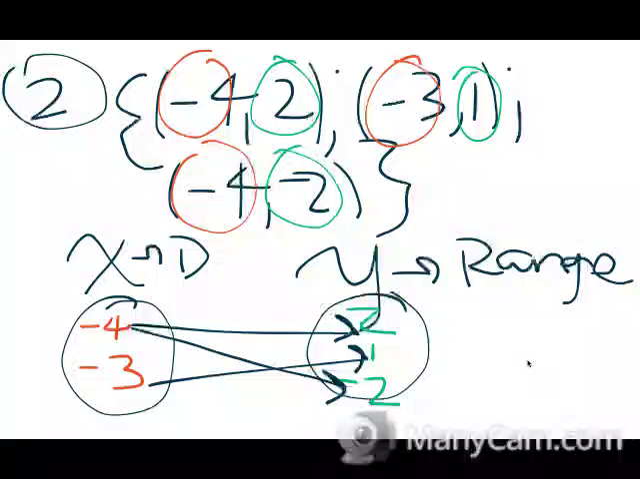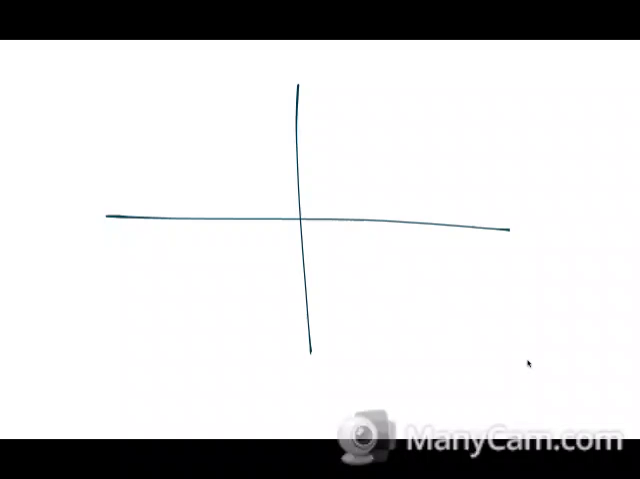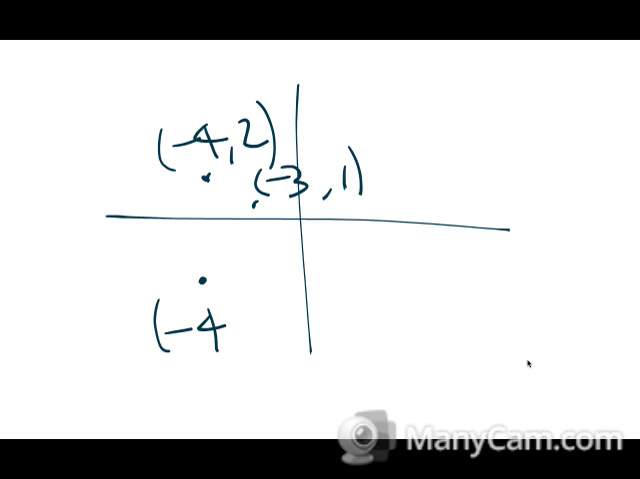Now, you can see here that you have two y values belonging to the same one x value. So therefore, this is not a function, because you can see if you graph it, you have -4, 2 here, you have -3, 1, and then you have -4, -2. When you do a vertical line test, you can see that this hits in 2 spots.